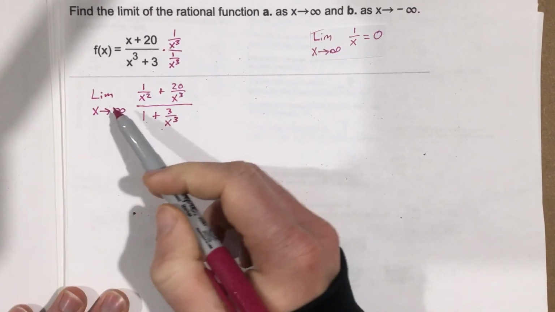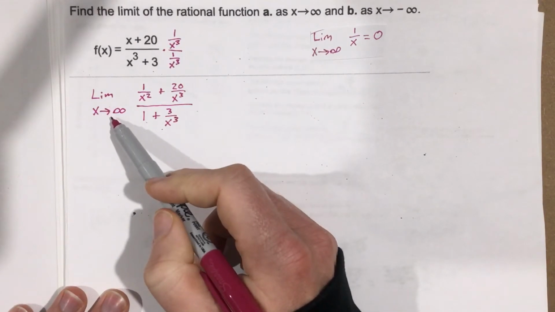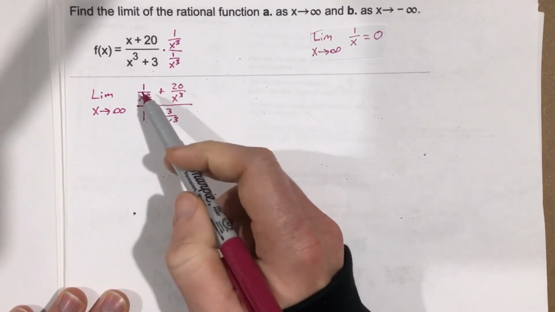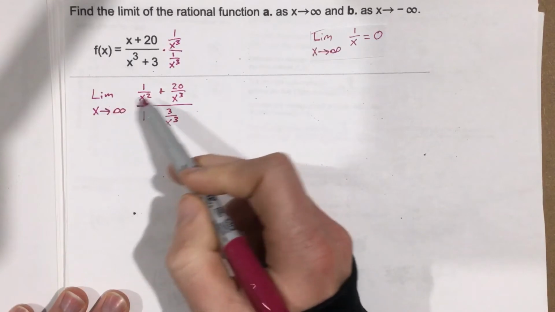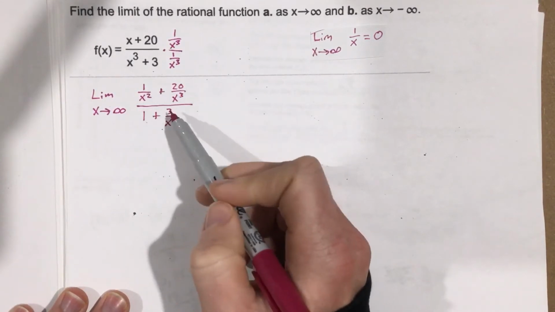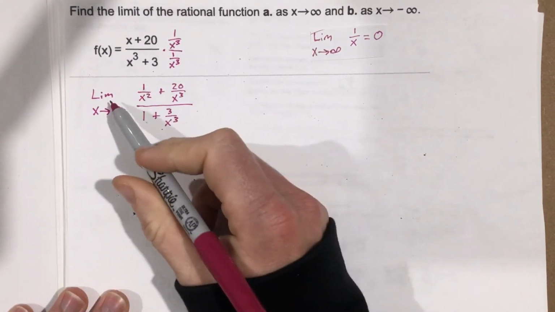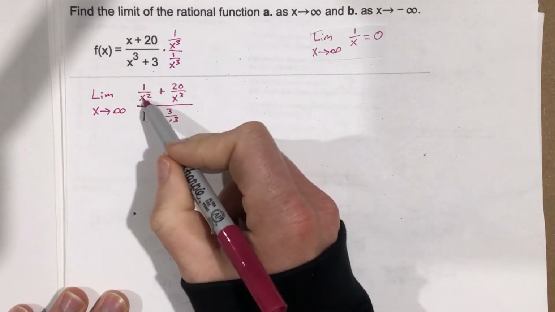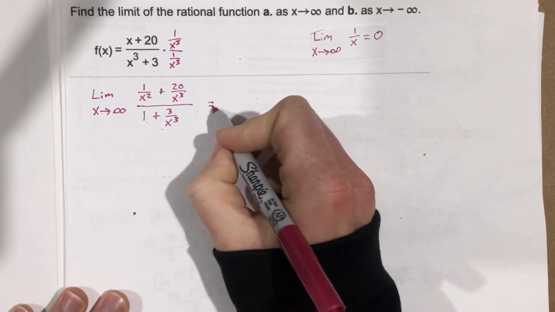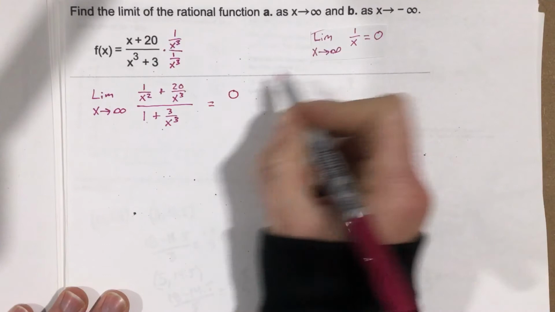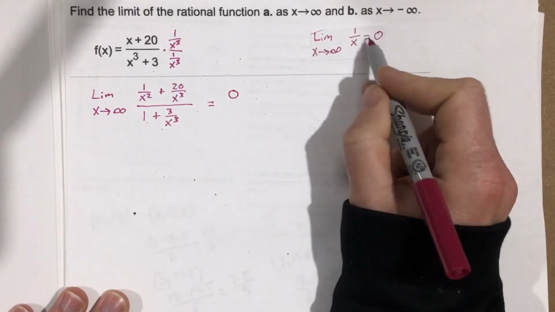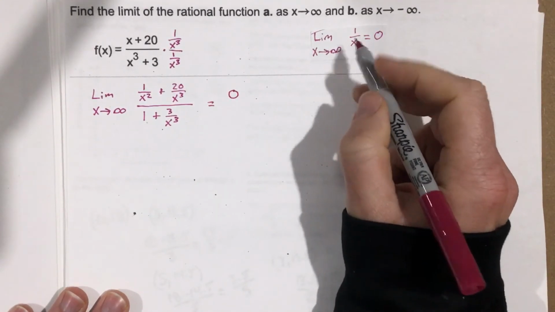So now you'll notice when I have the limit as x approaches infinity, remember I can kind of split this between each piece of this rational function, but when I do the limit as x approaches infinity for this piece, I'm going to get 0, because of our definition that we came up with in the first problem.